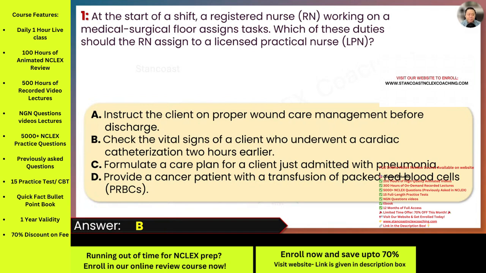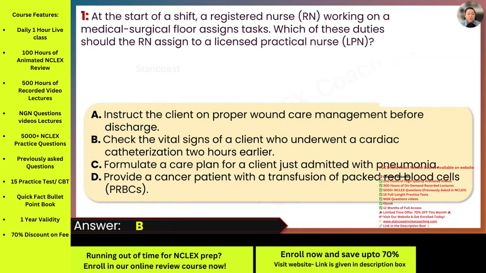Now, let's look into letter D. Provide a cancer patient with a transfusion of packed red blood cells. Why is this incorrect? Well, this is a big no, because this is a task in RN-only territory. And we know that giving blood requires careful monitoring for serious reactions. We have to catch any occurrence of fever, maybe chills, or difficulty breathing, or maybe a sudden drop in the blood pressure. These reactions can be life-threatening, and the blood products must be administered by the RN.